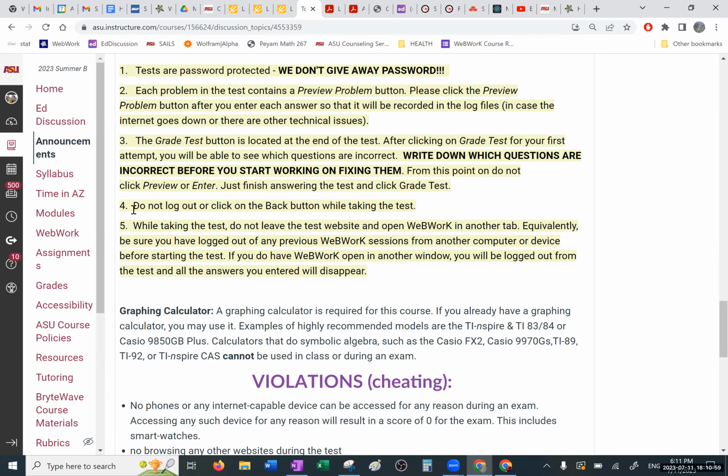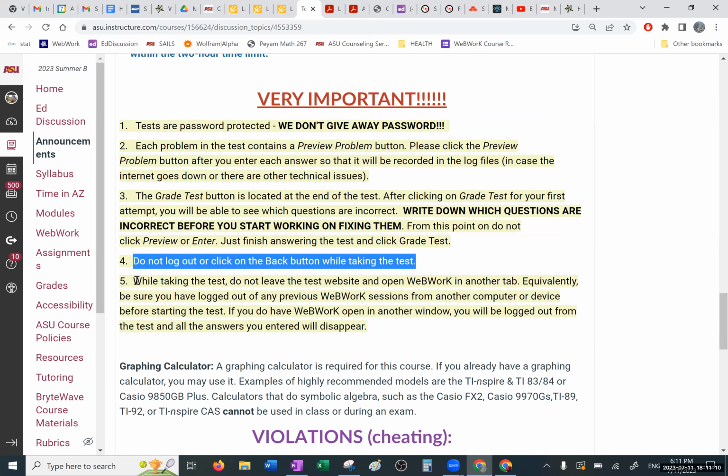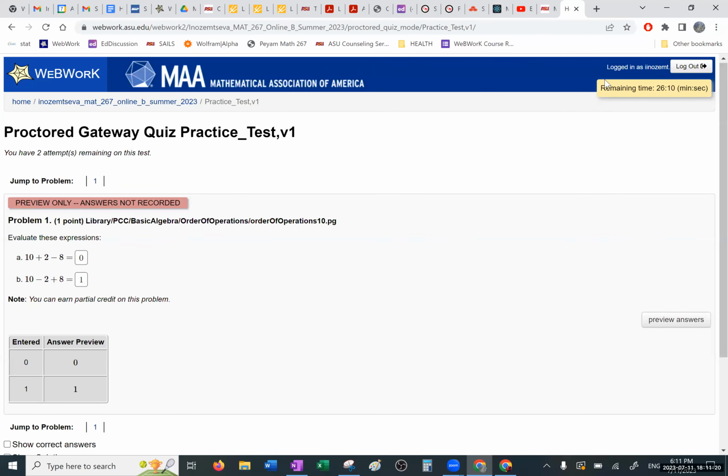The most obvious one, you do not click the back button, the go back button. Don't do that. And do not log out, obviously, or else everything goes down the drain. While taking a test, you're not supposed to leave WebWork, open another tab, and so on. The system is pretty clever. The moment you open WebWork on any other device or even in any other tab, it will notice that.